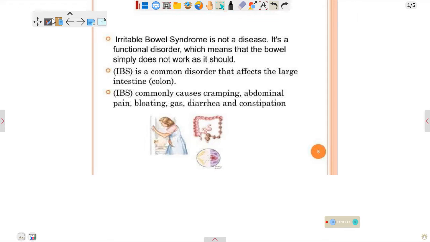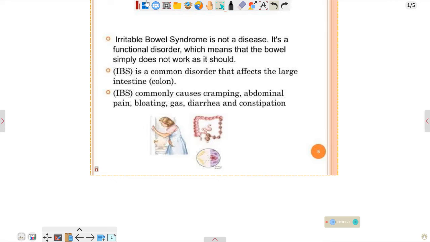The irritable bowel syndrome is a gastrointestinal tract disease in which the affected part is your colon. The colon is basically the large intestine, in which it causes cramping, abdominal pain, bloating, gas, diarrhea and constipation.